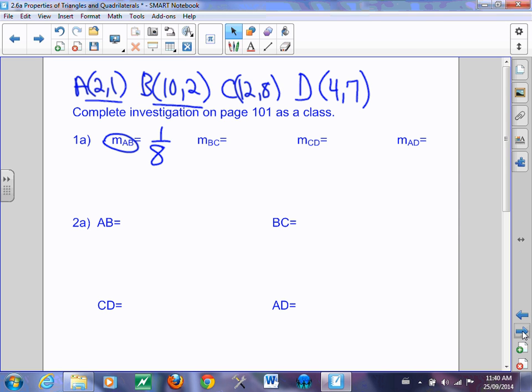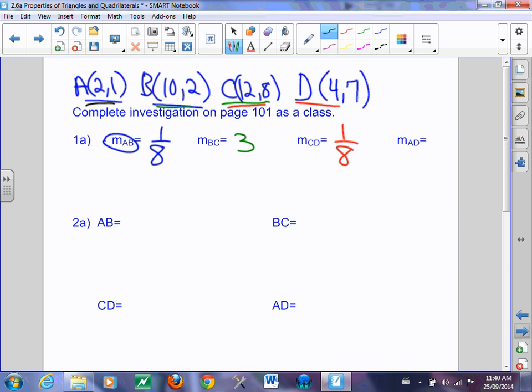Then you do a calculation for slope of BC, which is these two. Again, use the same formula, plug it in, and you'll get an answer of 3. Then we're going to do CD, which is C and D. Plug it in your calculator, and you'll get 1 over 8. And lastly, ladies and gentlemen, AD, so you're going to use the A coordinate and your D. Plug it in your calculator, and you will get 3.